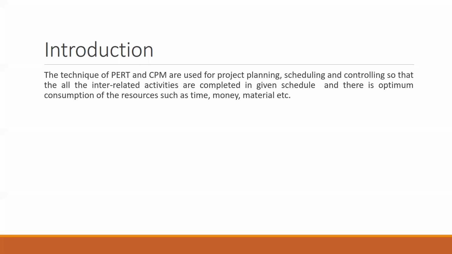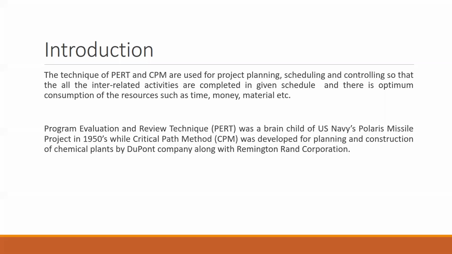So these are a few points related to project planning. As I told you, PERT was the brainchild of the US Navy's Polaris missile project, and it was developed somewhere in the 1950s, not the exact year. Whereas the critical path method was developed for planning and construction of chemical plants by DuPont Company along with Remington Rand Corporation. And there are many common things between both of them.